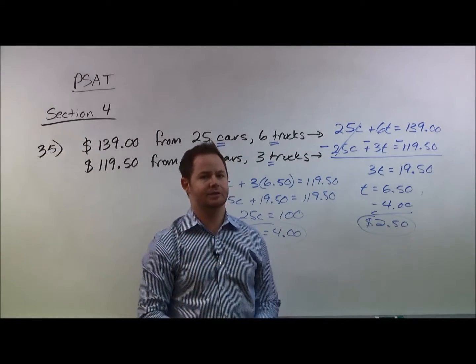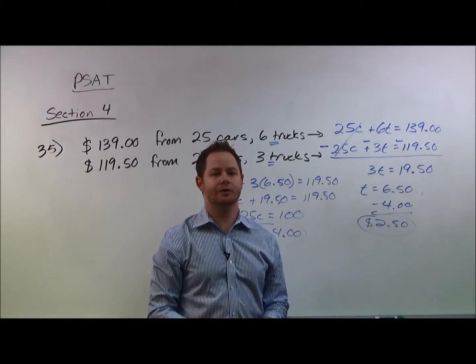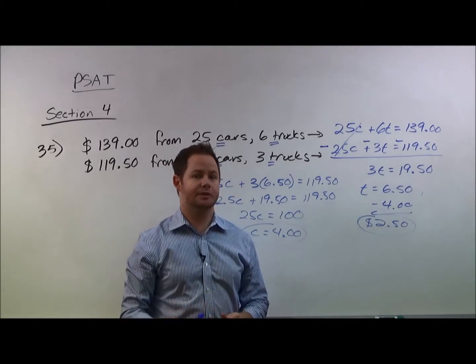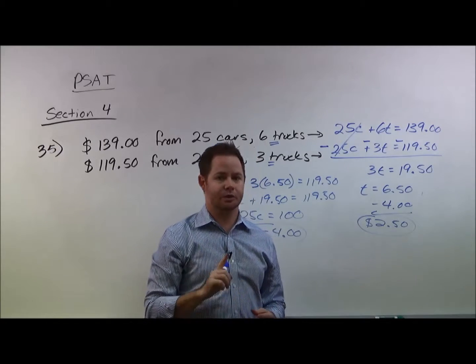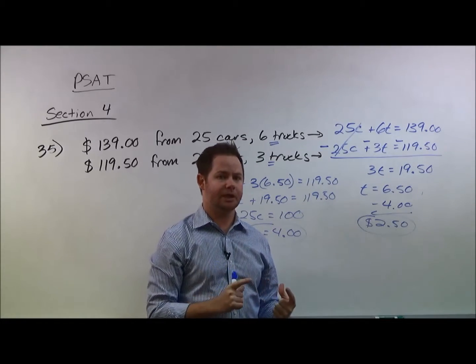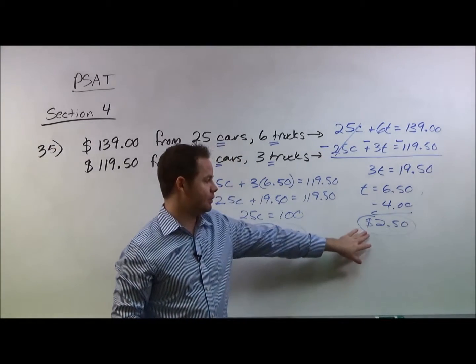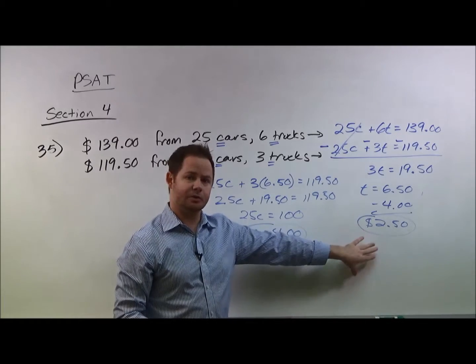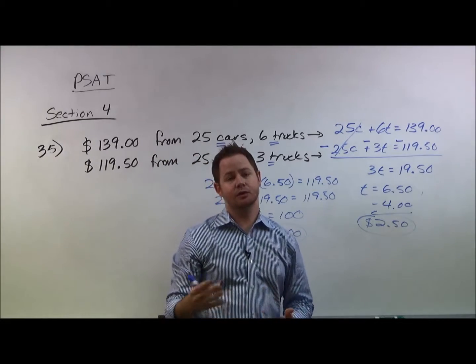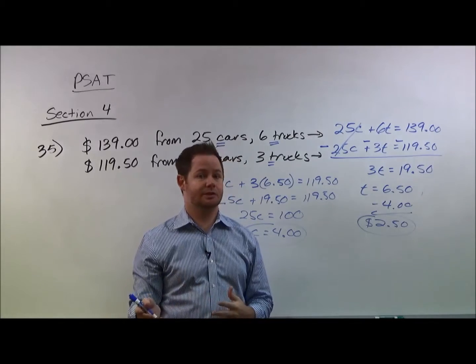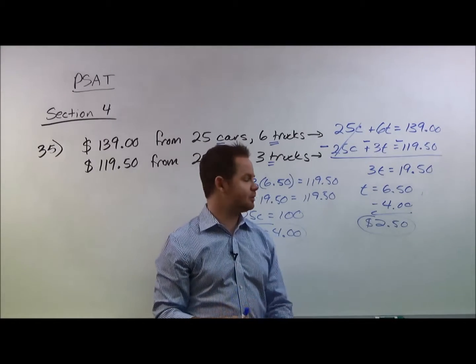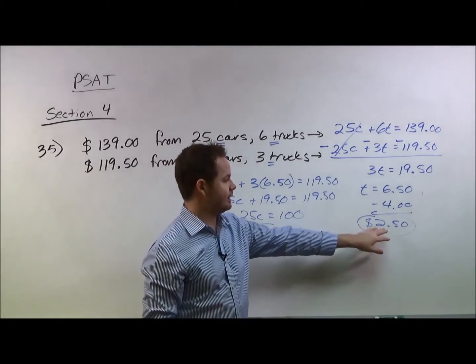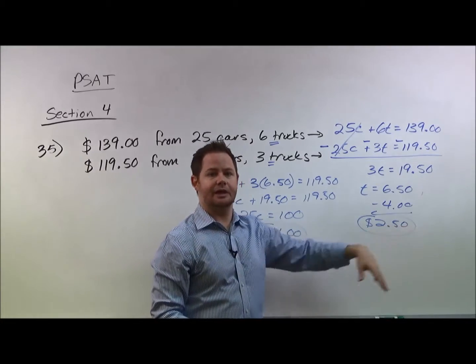Now, one last thing to note on this question: whenever you're dealing with grid-in questions on the PSAT or SAT that ask about money, just keep in mind you don't have to grid in the dollar sign. You ignore that when gridding in your answer. And if you look on an answer sheet for the PSAT or SAT, there is no dollar sign option. So you'll just grid this in as 2.5 as your final answer.